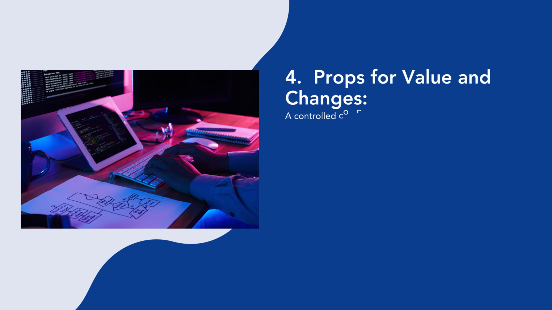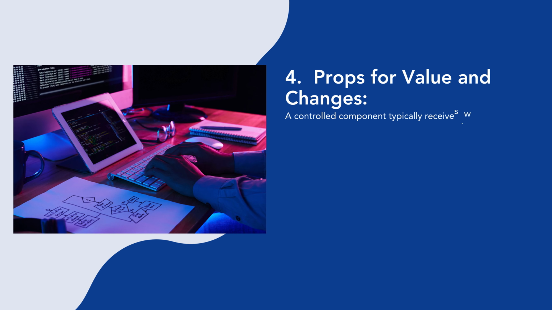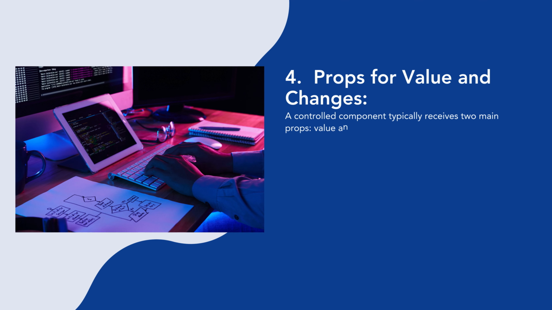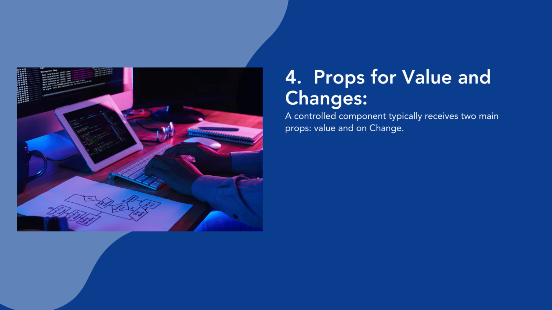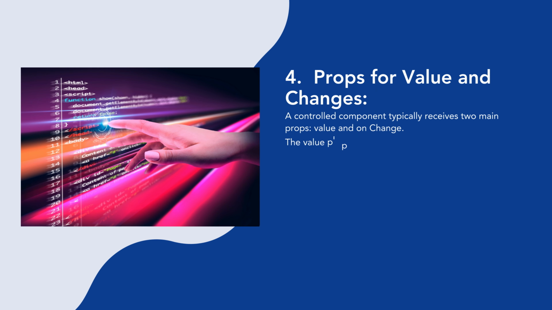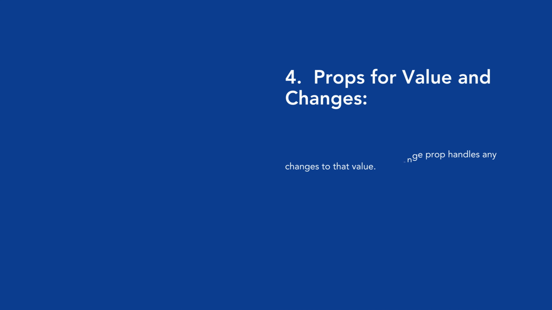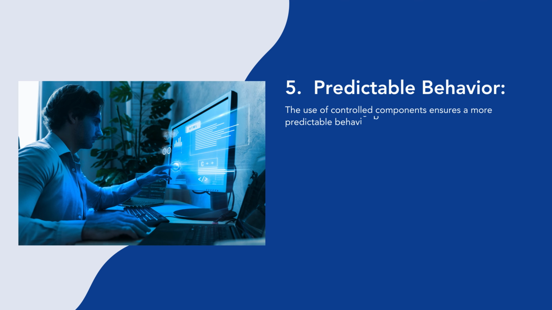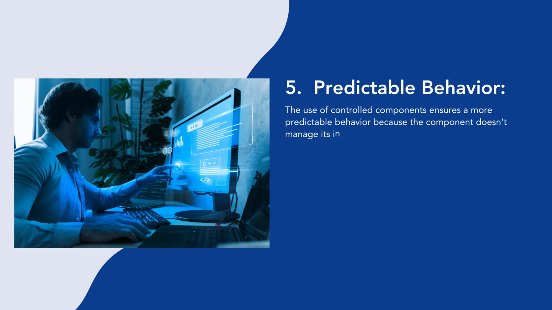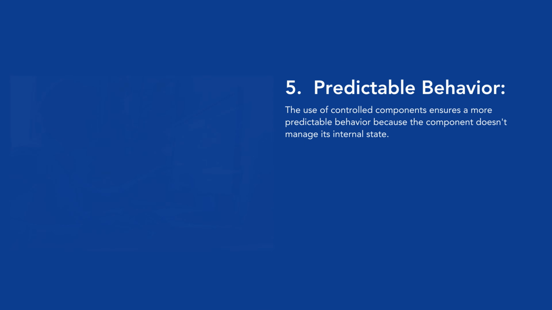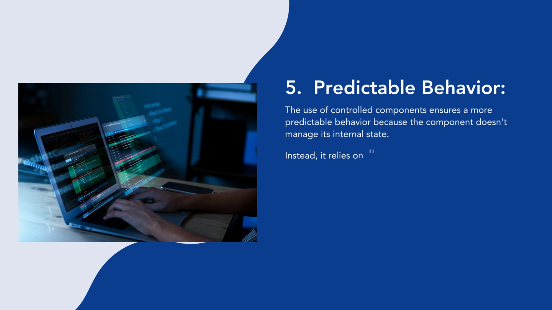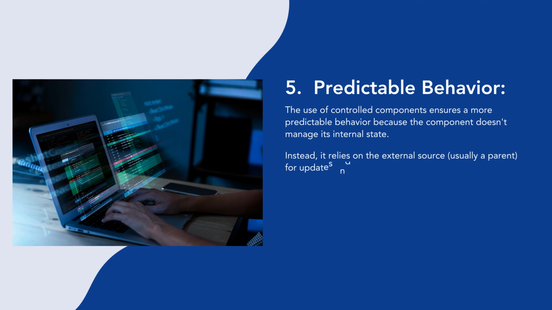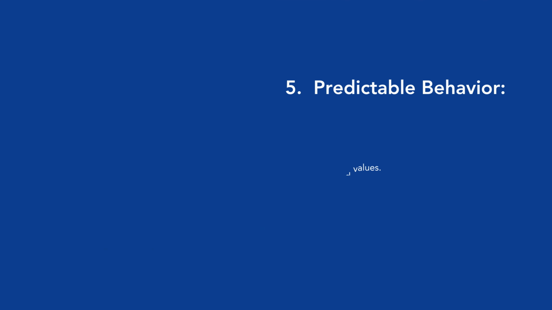Props for value and changes. A controlled component typically receives two main props, value and onChange. The value prop sets the displayed value of the component, while the onChange prop handles any changes to that value. Predictable behavior. The use of controlled components ensures a more predictable behavior because the component doesn't manage its internal state. Instead, it relies on the external source, usually a parent, for updates and values.